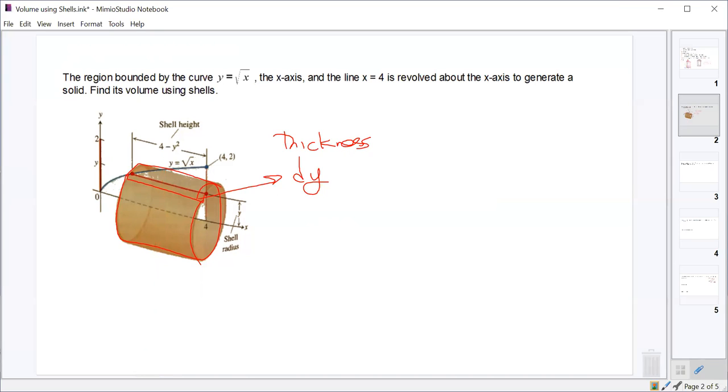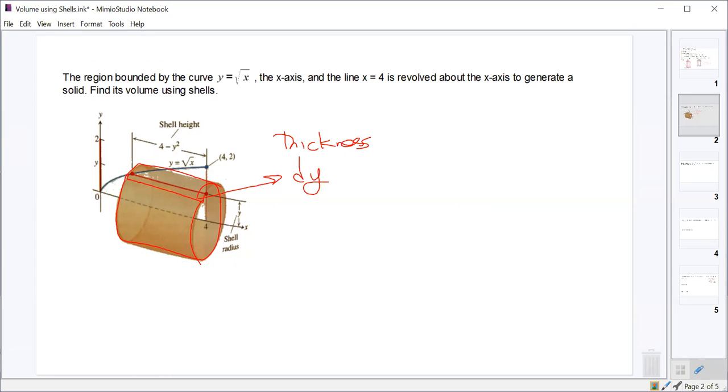Does that make sense, everyone? At home, are you good with that? Yeah. Wonderful. Okay, so now we just need to find the radius. We need to find the height, and we've got the thickness. So then we'll just integrate 2 pi r times the thickness.